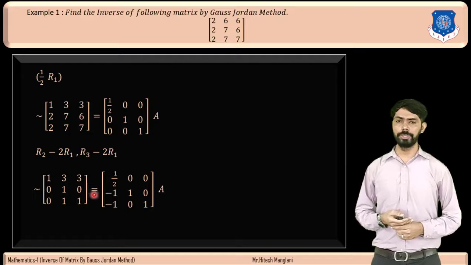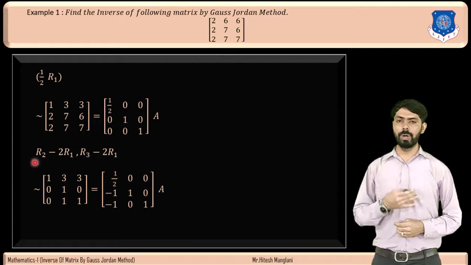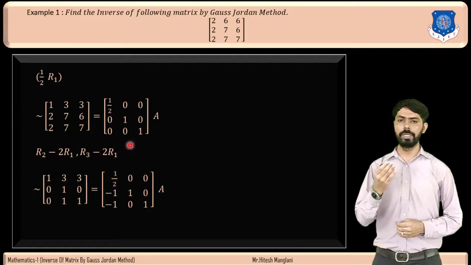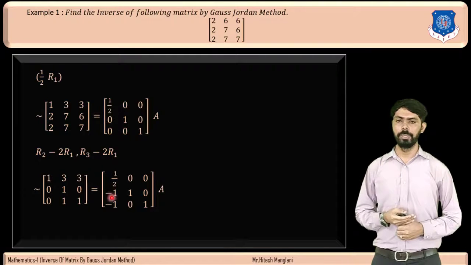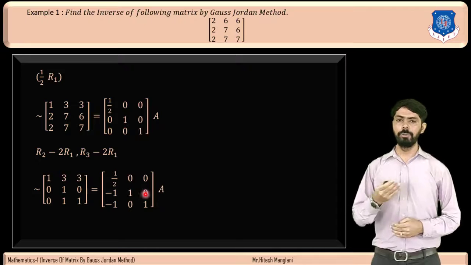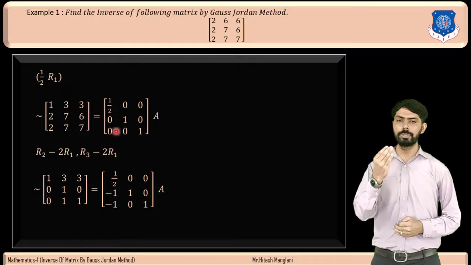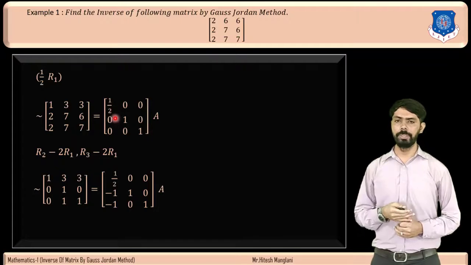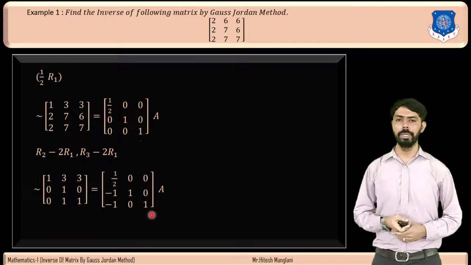These two row operations will be applied to the matrix on the right hand side also. For R2 minus 2R1: 0 minus 2 into 1 by 2, so 0 minus 1 is minus 1, then 1 minus 0 is 1, then 0 minus 0 is 0. Now for the row operation R3 minus 2R1: 0 minus 2 into 1 by 2 is minus 1, then 0 minus 0 is 0, then 1 minus 0 is 1, into A.